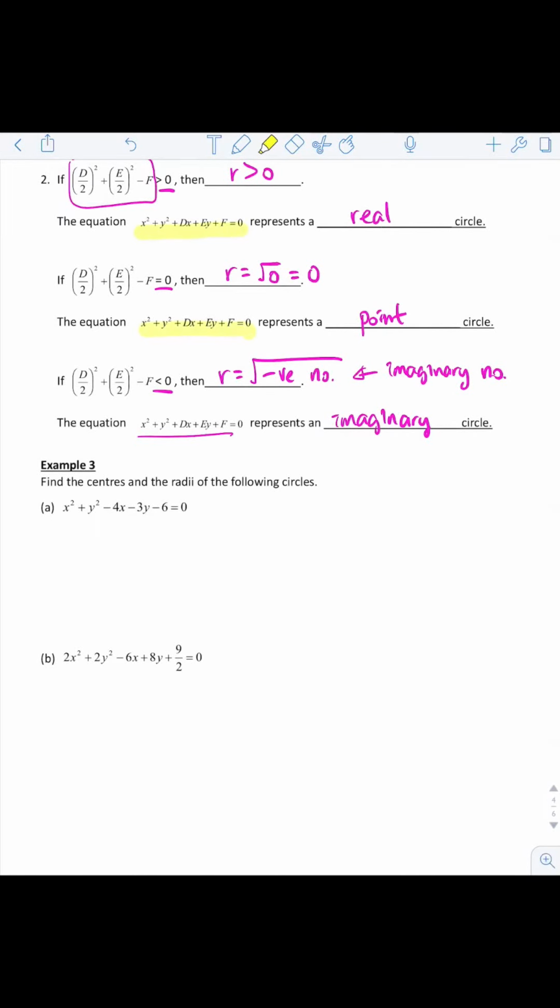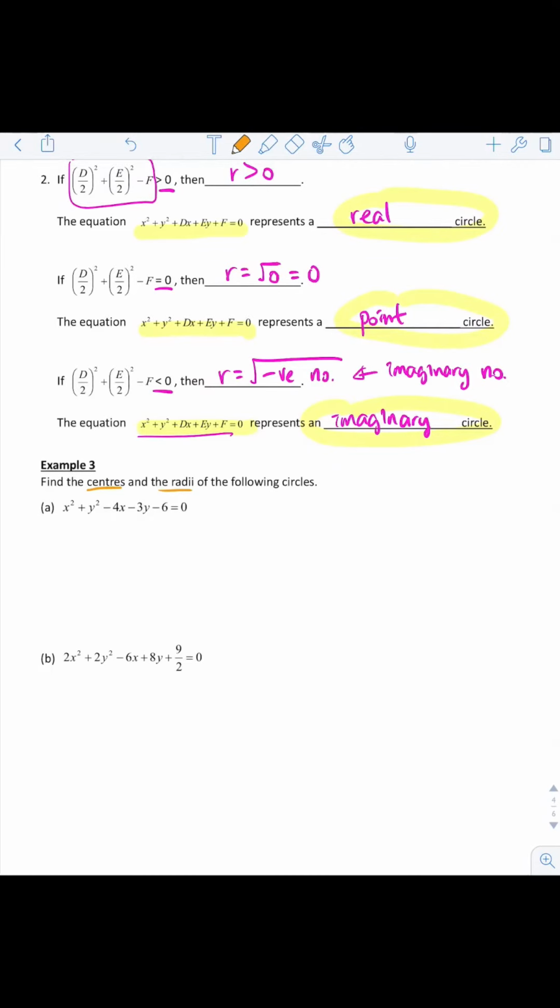So to conclude, the equations of circle can represent a real circle, a point circle, or an imaginary circle. Now, let's study two examples by using the formula to find the radius and the center of the following equations in general form.